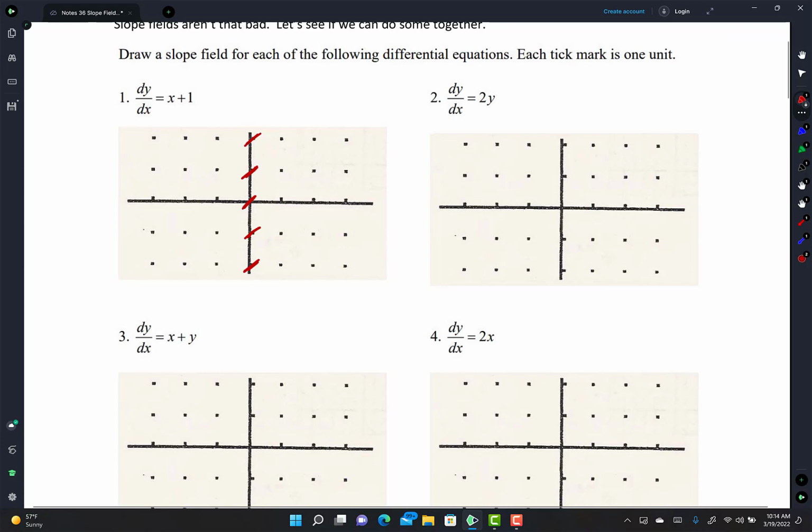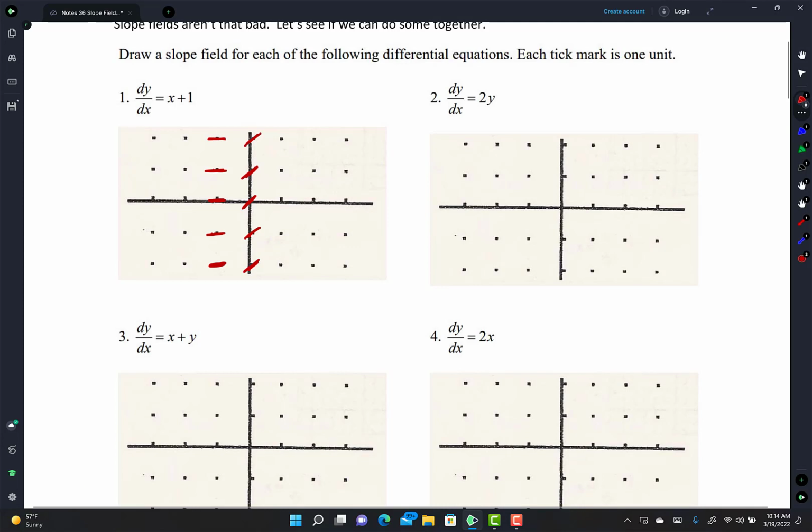Does that make sense? All right, now this is the most important one that we got to make sure it looks right. When x is negative 1, what is negative 1 plus 1? 0. So at x equals negative 1, make sure those slopes look like 0. So 0, 0, 0, 0, 0. Do you guys see how we did it?